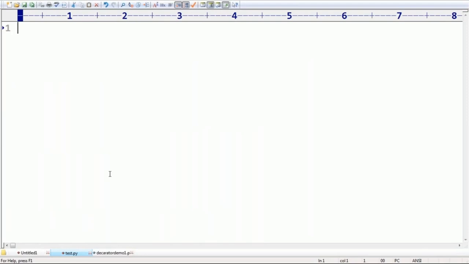Beyond that, nothing, sir. I have one function, very simple: def num. What is this function doing? It returns 10. That's about my function. For this function, I want to define some decorators.